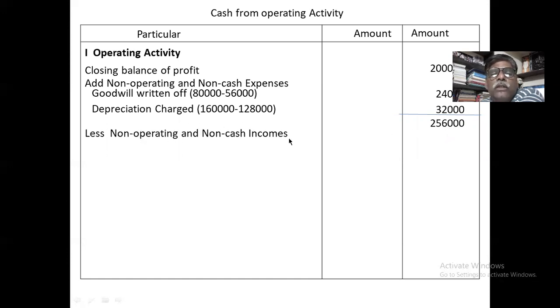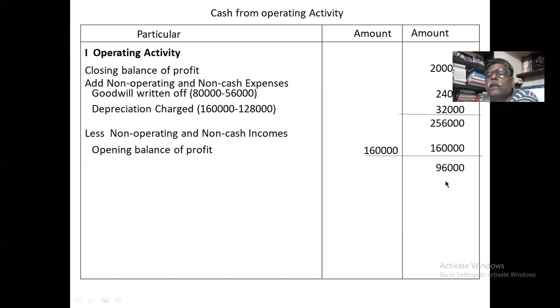Less non-operating and non-cash incomes. Here you take only the profit balance, opening balance. 1,60,000 you deduct. If you deduct 1,60,000, 96,000 is balance. 96,000 is called as operating profit.